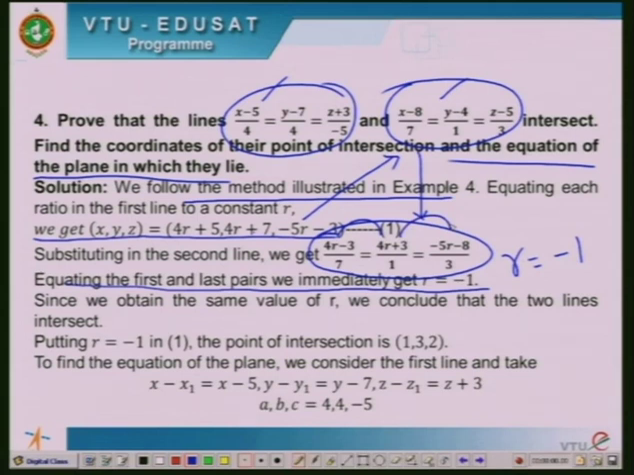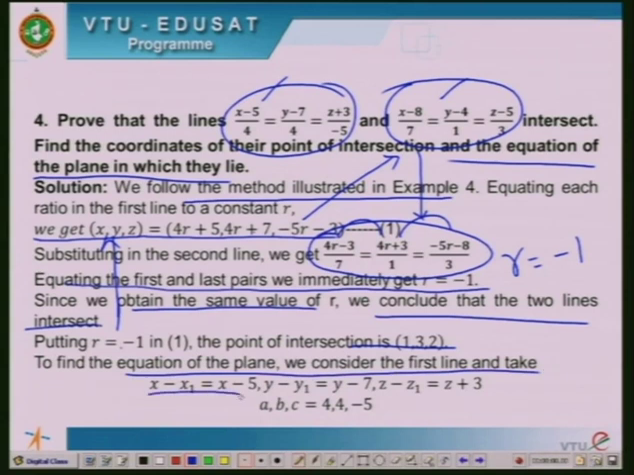Since we obtain the same value of R, we conclude that the two lines intersect or are coplanar. So, this R equal to minus 1 when substituted here in this general point x, y, z gives you the required point of intersection as 1, 3, 2. Now, to find the equation of the plane containing these lines, you require either the first or the second line, preferably the first line. So, to find the equation of the plane, we consider the first line.